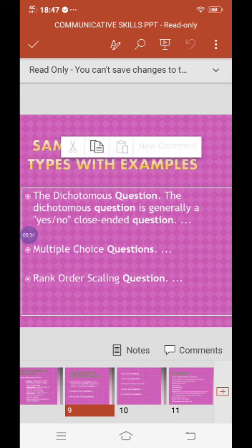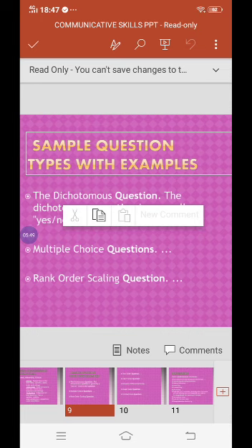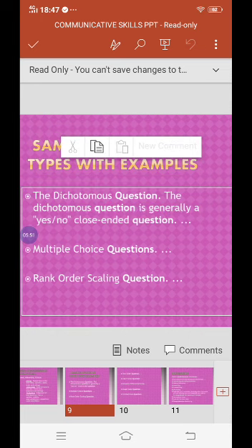The third type is rank order scaling question. The rank order question type allows a respondent to rank preferences in a question in the order of choice. This question type is used to understand the weightage that is offered by respondents to each option. The other type of rank order question is a drag and drop question type where the respondent can rearrange options on the basis of importance.